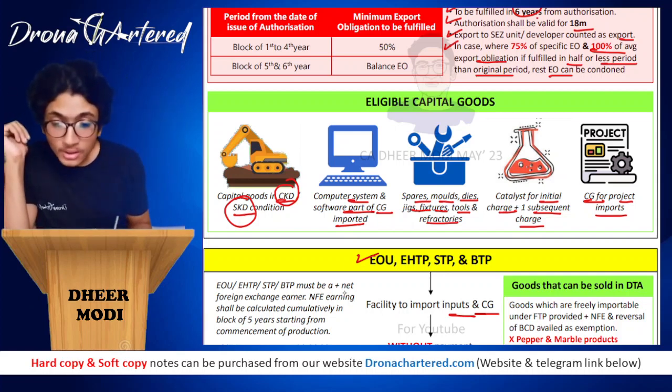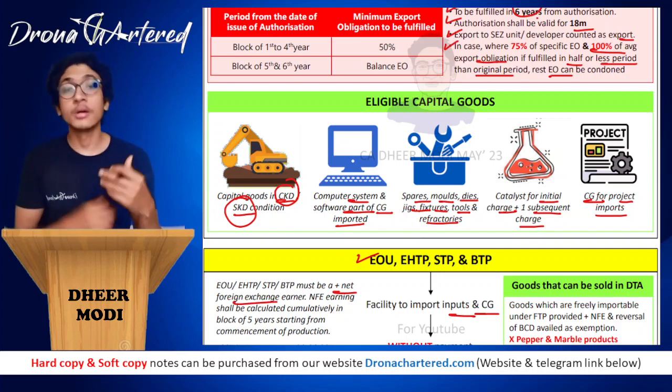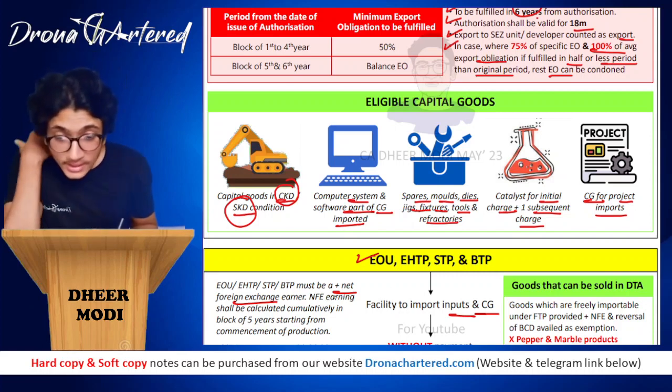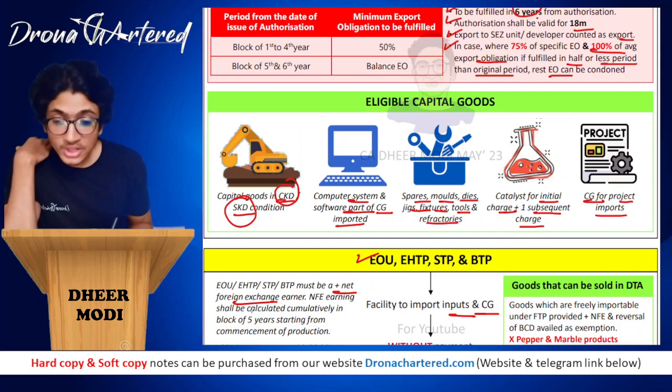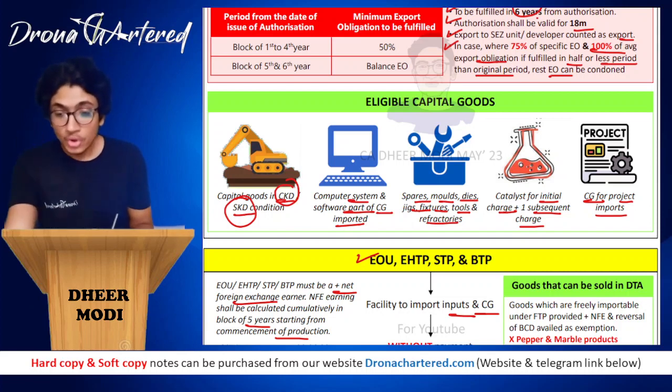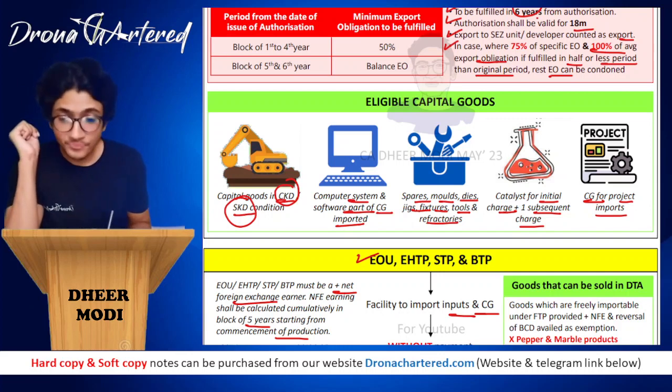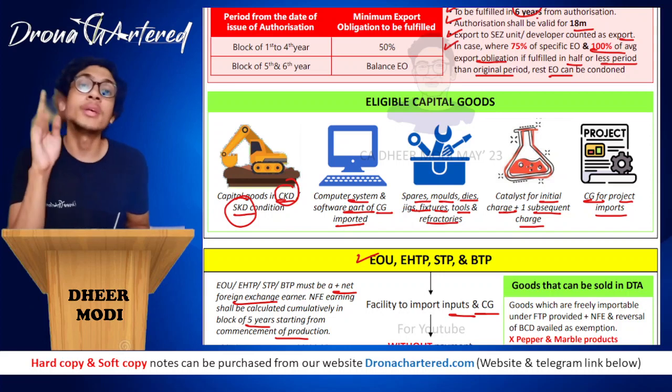Now this should be a positive net foreign exchange earner. That means how much foreign exchange they are earning should be more than how much foreign exchange they are paying. NFE earning, that is net foreign exchange earnings, shall be calculated cumulatively in a block of 5 years starting from commencement of production. Okay, your IGST is exempt. Over here also, the date has been specified as 13 June 2022. You can cut that date. Units are allowed to retain 100% of export earnings in their EEFC account.